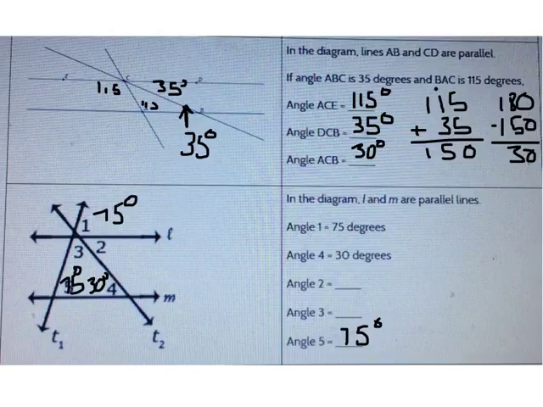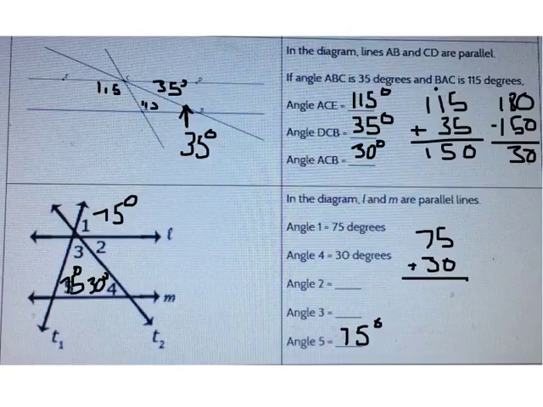Now I can solve for angle 3. I know that angle 3 is the third angle in a triangle. The other angles are 75 degrees and 30 degrees. So, how can I solve for angle 3? I can add 75 plus 30 and then subtract from 180, because all of the angles in a triangle add up to 180 degrees. 5 plus 0 is 5.